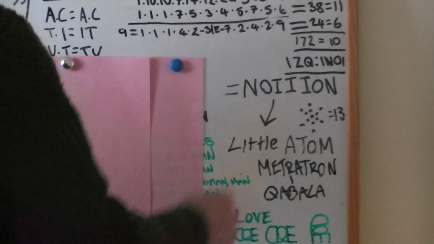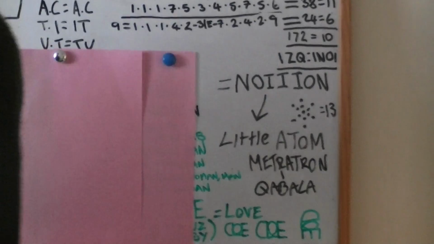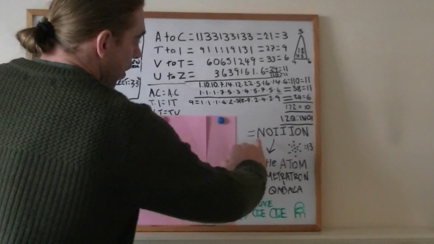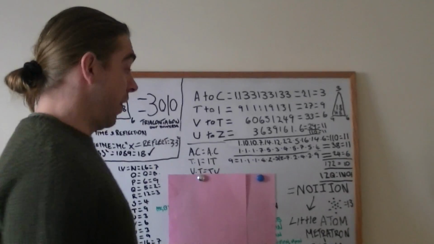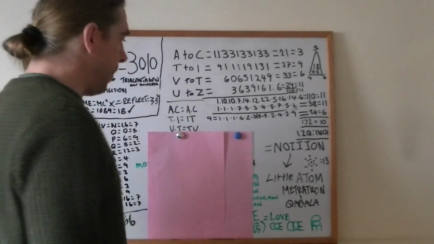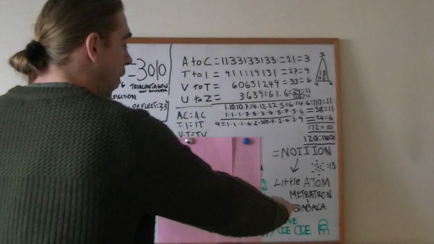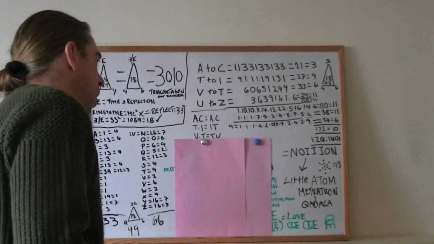So I in the middle, so Noi in Thai means little. Eon means atom. So, IZQ is little atom. You correct? You with me? So 13 is the number of the atom, or otherwise known from the Qabala as Metatron. I'm sure some of you have read about him.